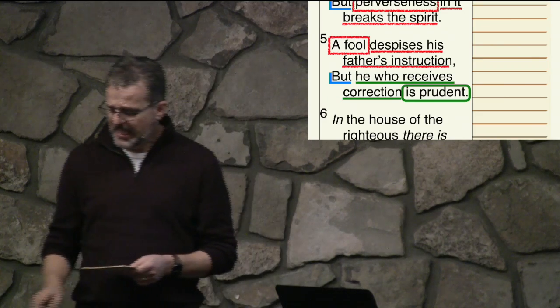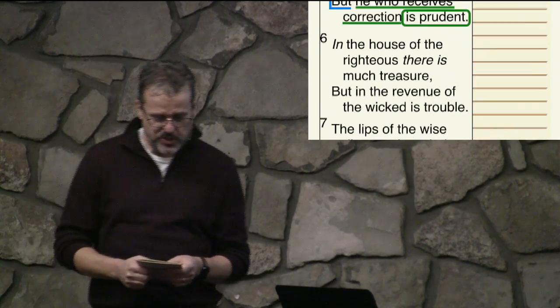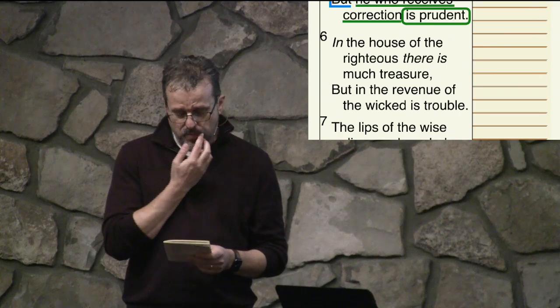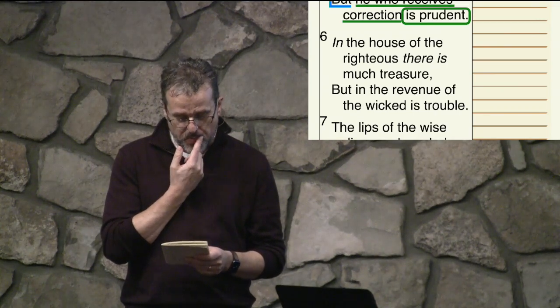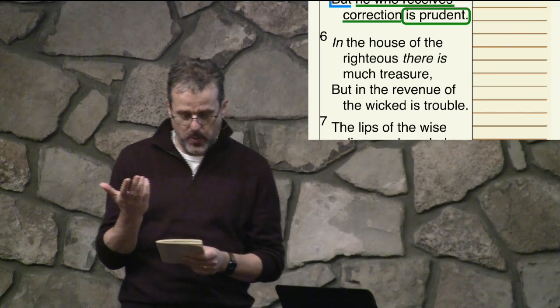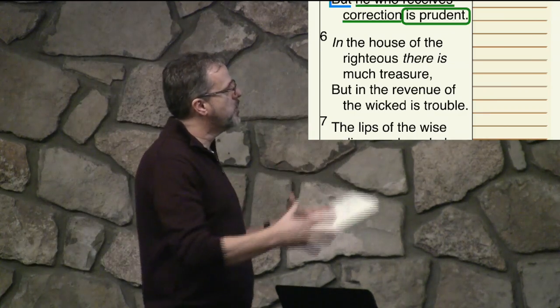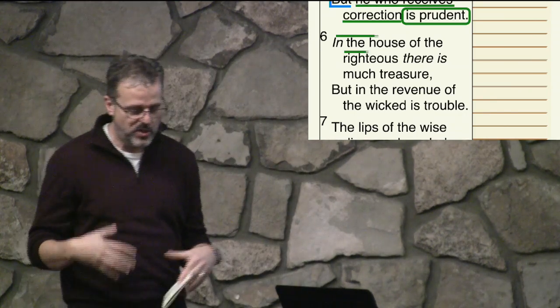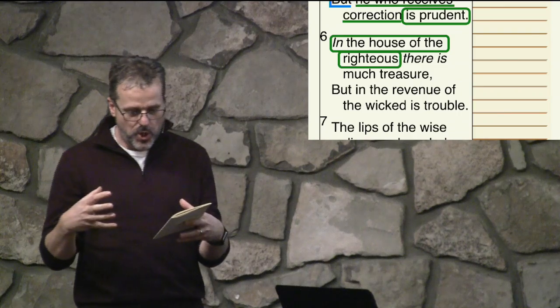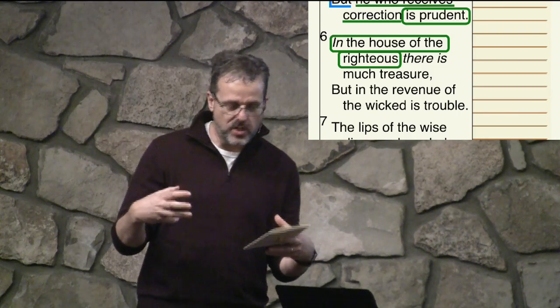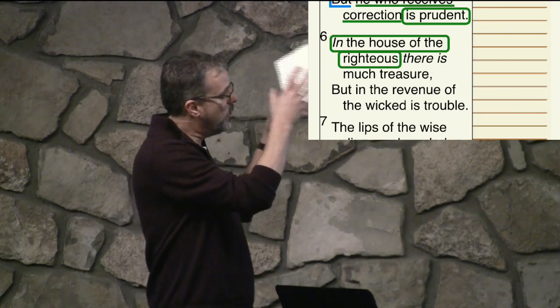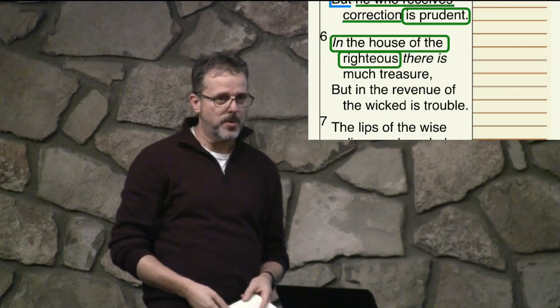All right. Proverbs 15, verse 6. In the house of the righteous there is much treasure, but in the revenue of the wicked is trouble. So we're being invited to look into this place, the house of the righteous, someone who is righteous in the ways with God. He says when you look at this one, there is much treasure.